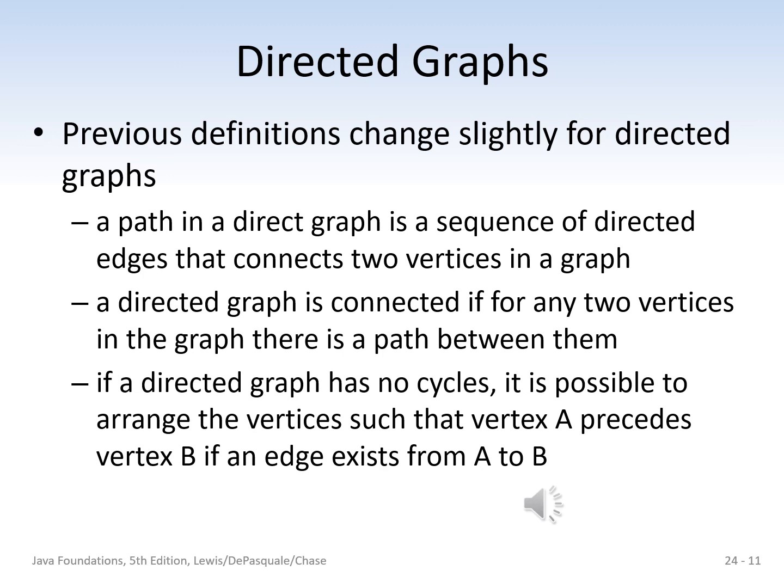So for example, a path in a directed graph is a sequence of directed, one-directional edges that connects two vertices in a graph. A directed graph is connected if for any two vertices in the graph there is a path between them. If a directed graph has no cycles, it's possible to arrange the vertices such that vertex A precedes vertex B if an edge exists from A to B.